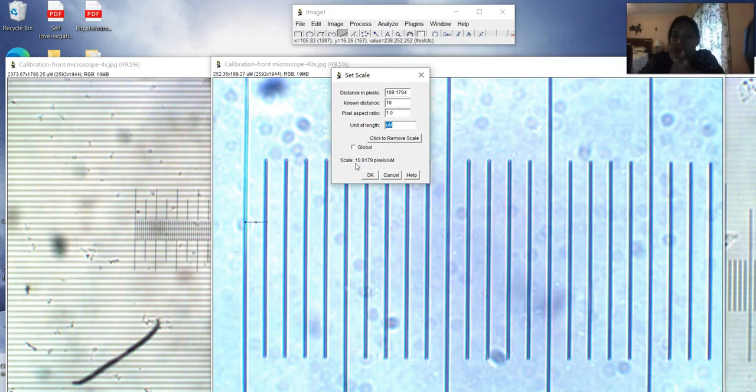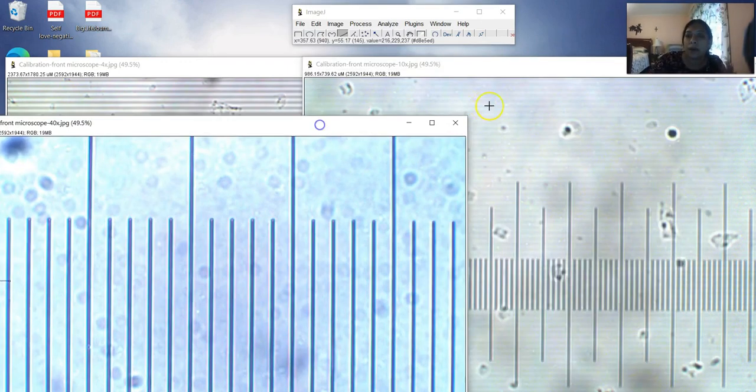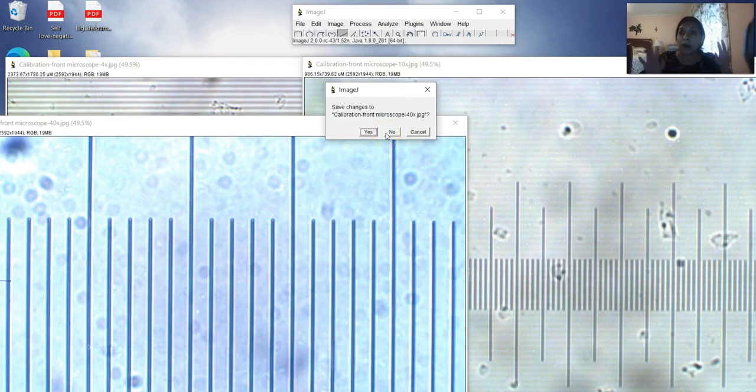So it was within 10% error rate. And so that's the calibration using our 40x objective lens, or 400x magnification. Okay, so we're going to go ahead and close all of these now because we already have calibrated our image.